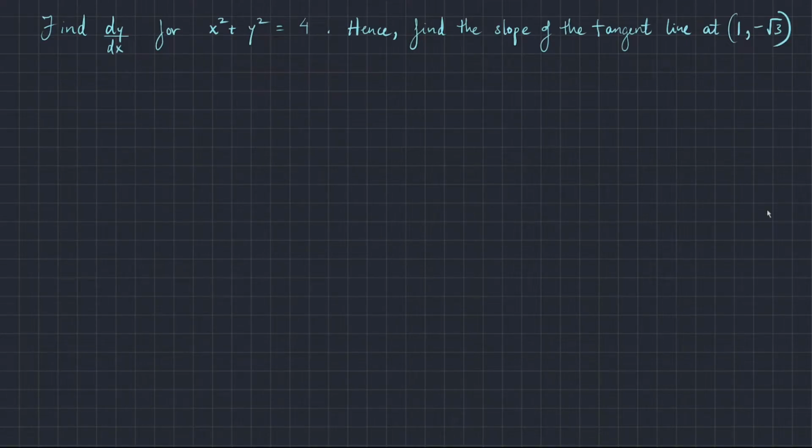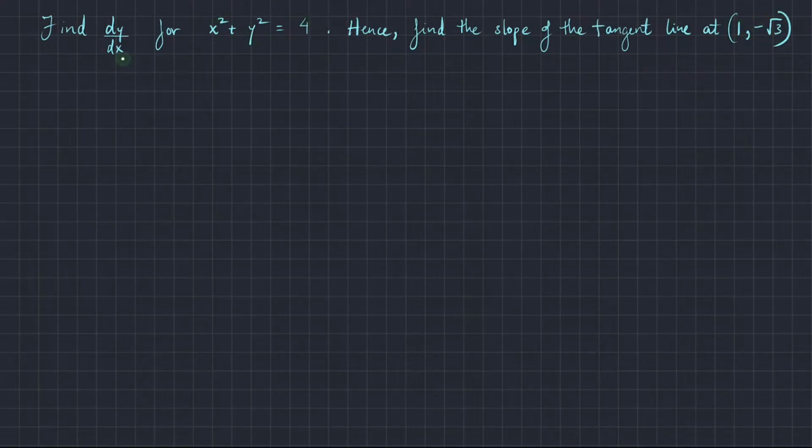We are now ready to do a problem which contains implicit differentiation. So consider the circle x squared plus y squared equals 4. We have to find dy/dx for this circle and therefore find the slope of the tangent line for the circle at (1, negative root 3). If you want, you can verify that this point actually lies on the circle.